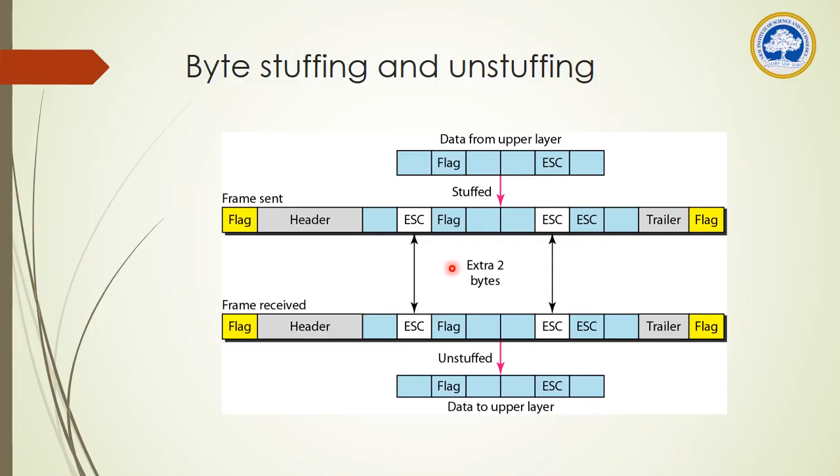Here it will be replaced with 1, and at the receiver side, the frames will be unstuffed to remove the extra 2 bytes, and then the original data will be retained to the upper layer. So this is how the protocols, the byte stuffing and unstuffing will work.